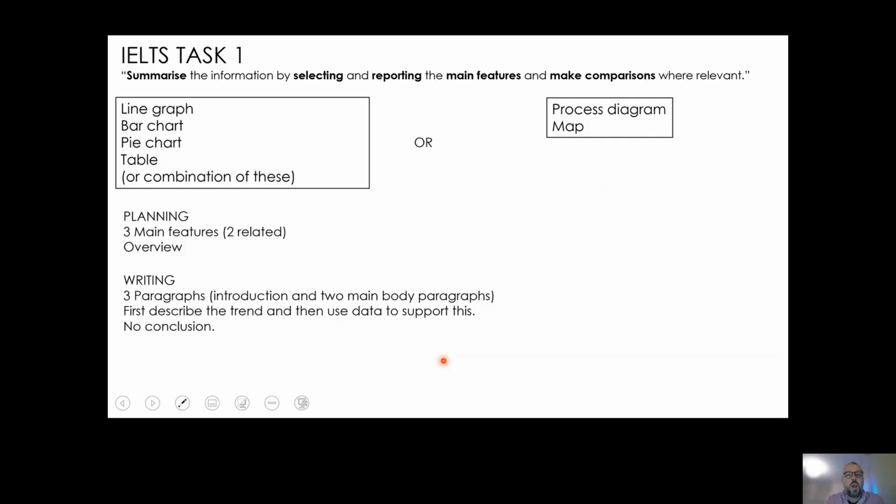Okay, so in this video, I will talk you through and demonstrate how to go about planning and writing an answer to an IELTS Task 1 question when the information you're given by the examiner is in the form of a process diagram. So before we start, let's just remind ourselves what's in IELTS Task 1.